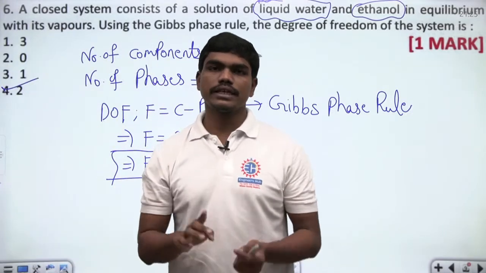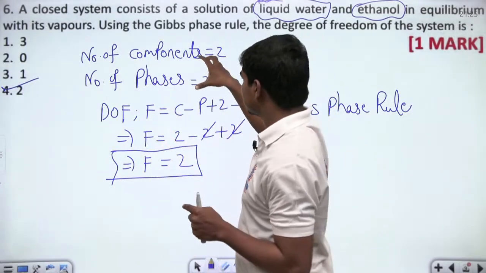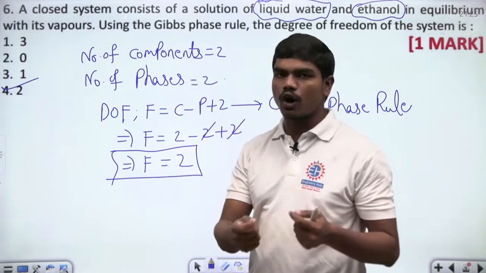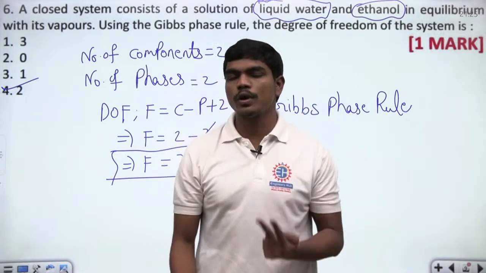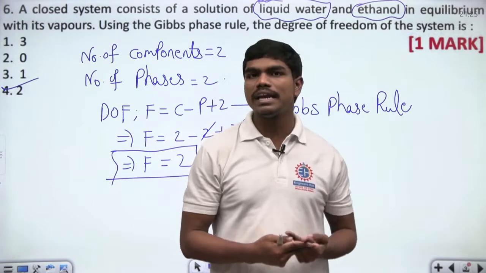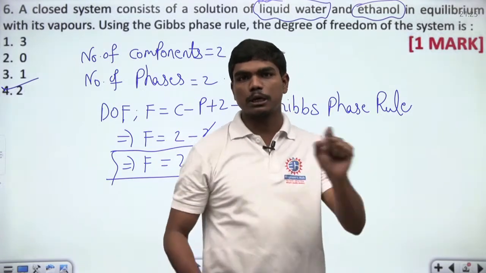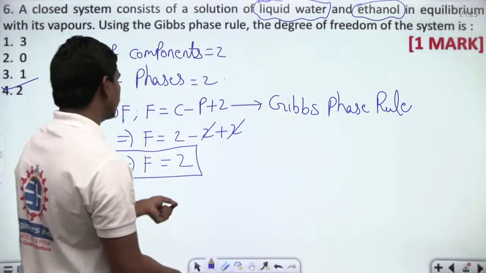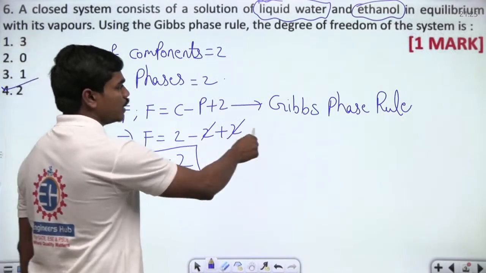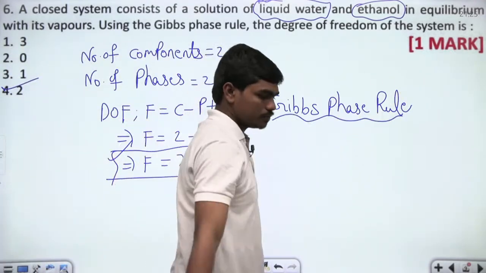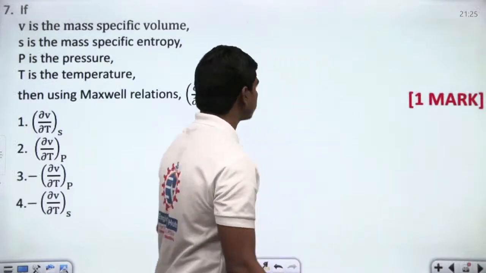Clear? Because see, whenever you are having some mixture of 2 components in 2 different phases, it's always known to us we need at least 2 independent properties or exactly 2 independent intensive properties to define the state of the system. And that's why you can see clearly the degrees of freedom is also 2 when evaluated using Gibbs phase rule. Clear? Let's go for the next question.